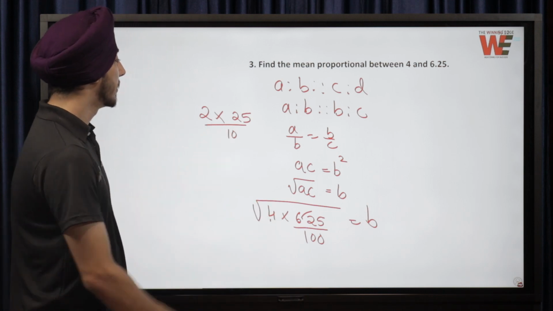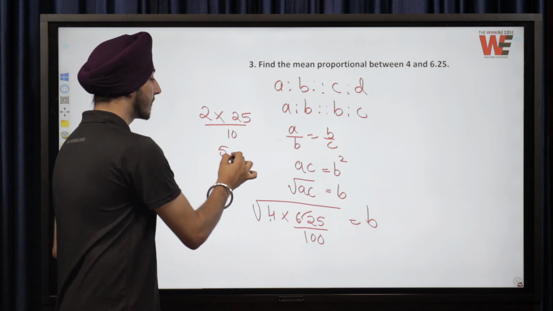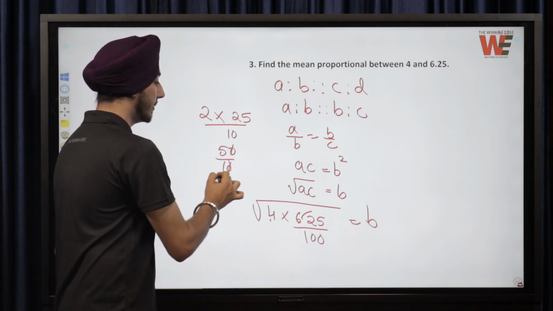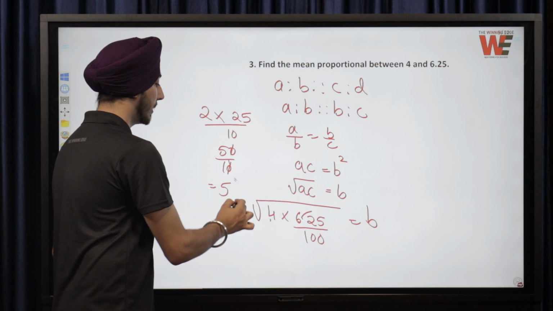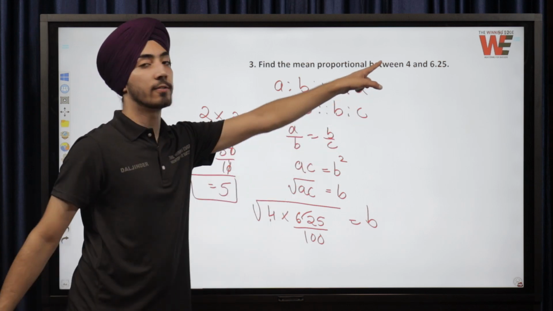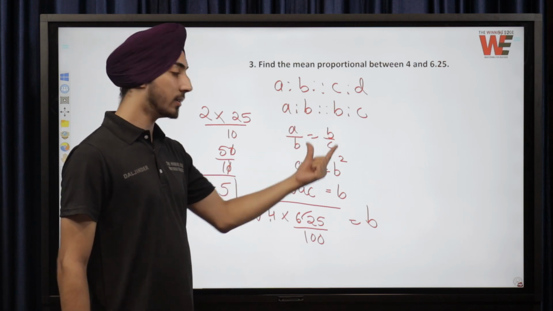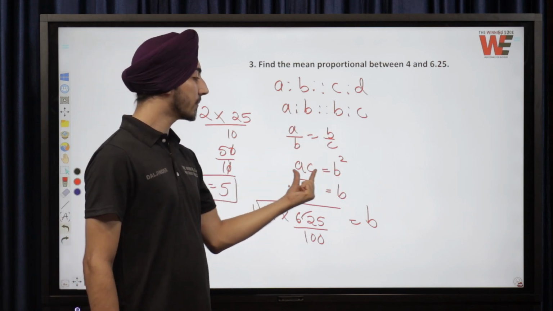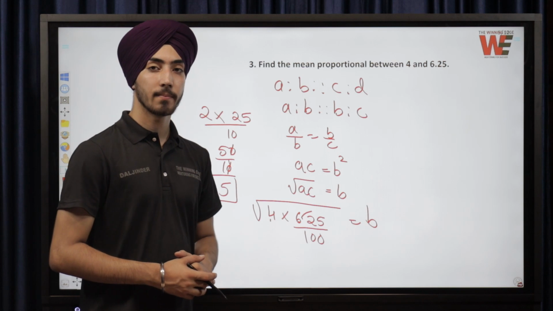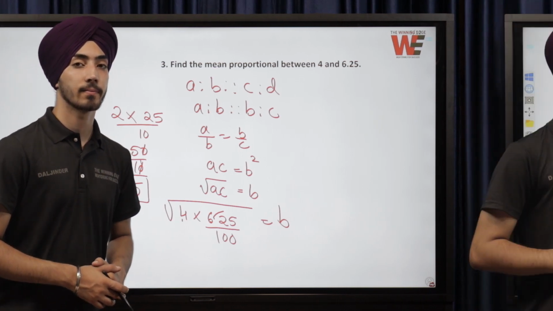So this is it. So 2 into 25 gives you 50. 50 by 10, 0, 0 gets cancelled. So 5 is your mean proportion between 4 and 6.25. Always remember mean proportion will be B, the center one. You can directly start from here. B square equals to AC. Okay? Now let's move on to the next question.